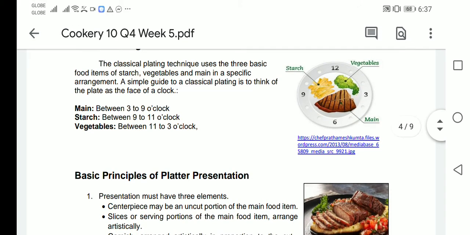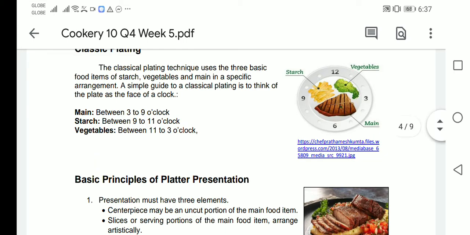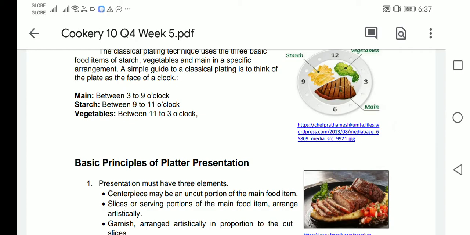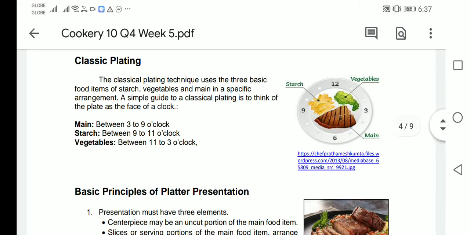So here is the arrangement for the main course. It is located between 3 o'clock and 9 o'clock. Just take a look at this picture on your right side. So it is between 3 to 9 o'clock. And then the starch is between 9 to 11 o'clock. And the vegetable must be placed at 11 o'clock to 3 o'clock. So here is an example of it.